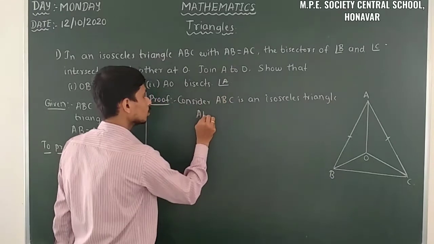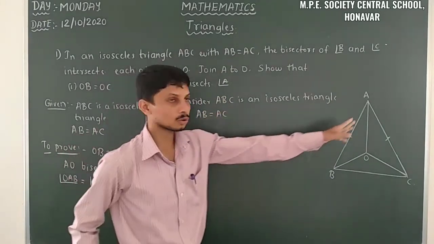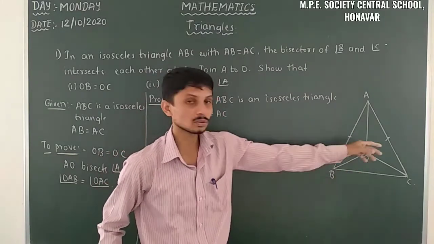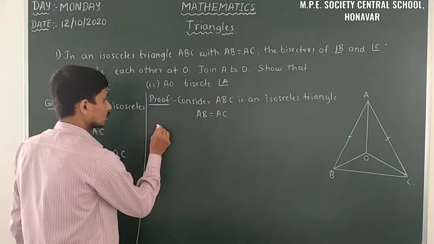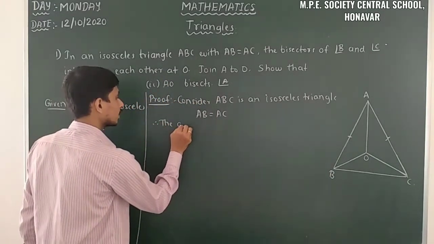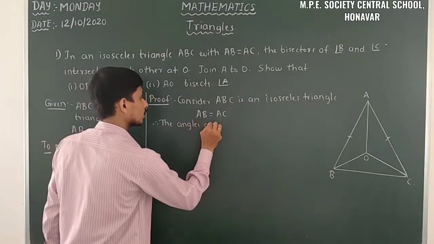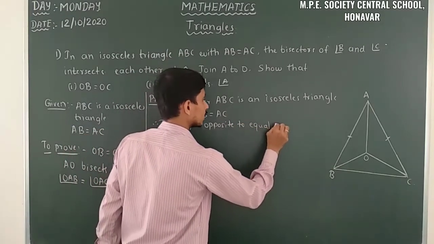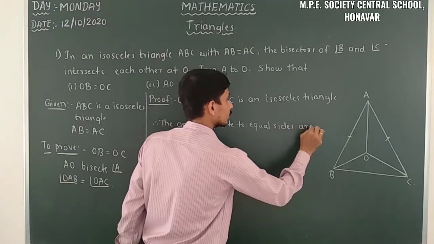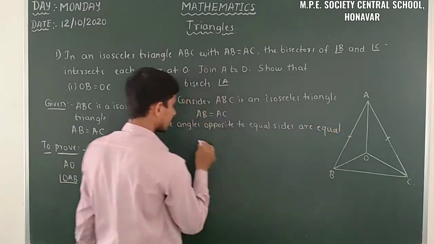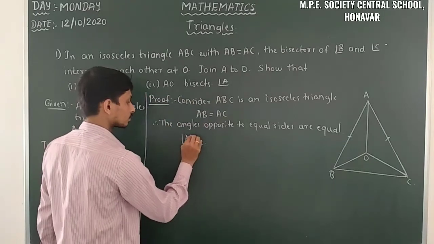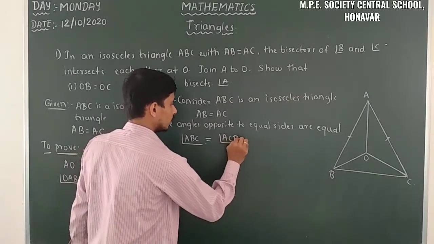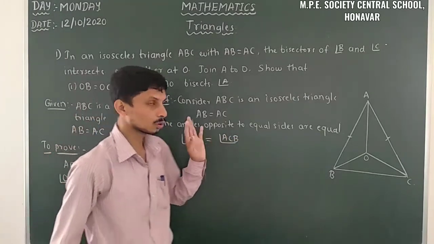Then AB is equal to AC. If AB is equal to AC, then the angles opposite to the equal sides are equal. So we can take angle B is equal to angle C here. Therefore, the angles opposite to equal sides are equal. So we can take it as angle ABC is equal to angle ACB.